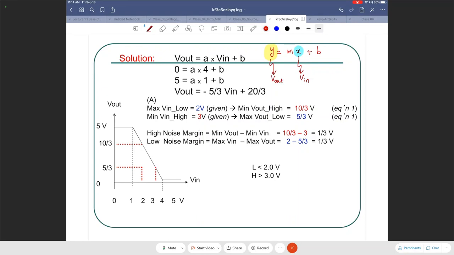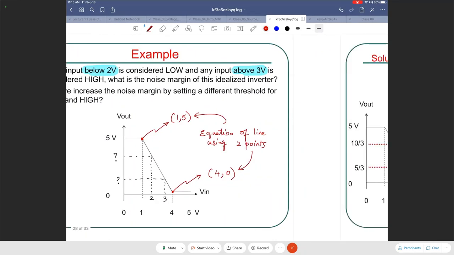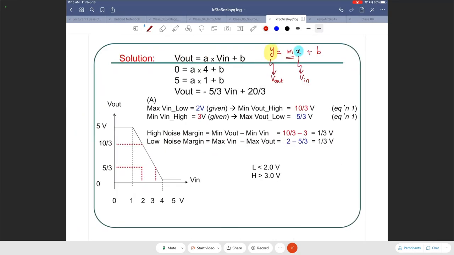I can find the slope because I know the 2 points from earlier. The 2 points were what? 1, 5, and 4, 0. I can find the equation. And then the slope, so once you have those and find the equation of the line, it will come out to be this. Using those 2 points, you can write the equation of the I/O characteristic as a linear function. V out equals -5/3, that will be the slope, times V in, plus the y-intercept will be 20 divided by 3.